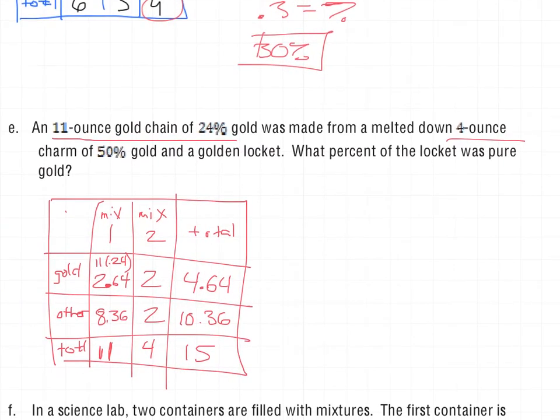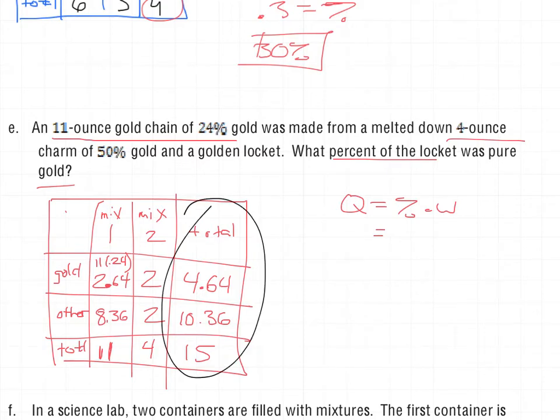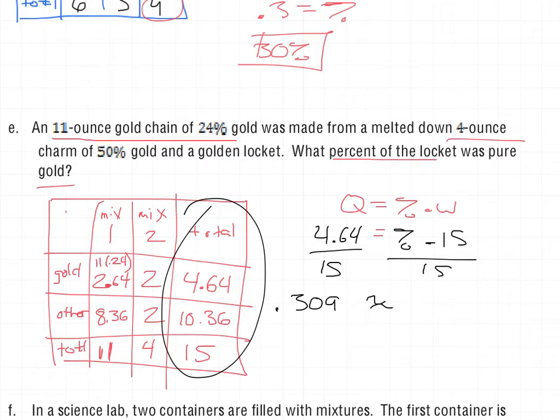What percent of the locket is pure gold? So we're looking for Q is equal to percent times whole. Our whole for our total put together here is going to be 15. The gold portion of it is 4.64. So we can throw that into the calculator or just calculate it on our own. And that's going to give me approximately 0.309, which would be 30.9%.